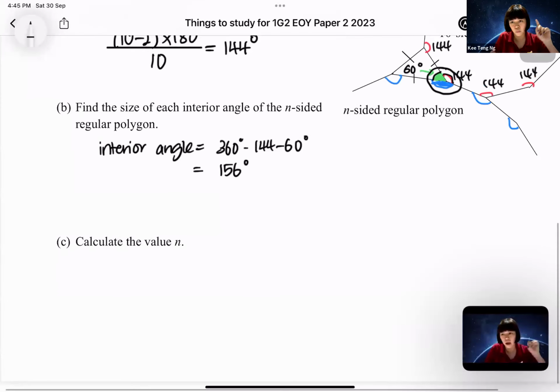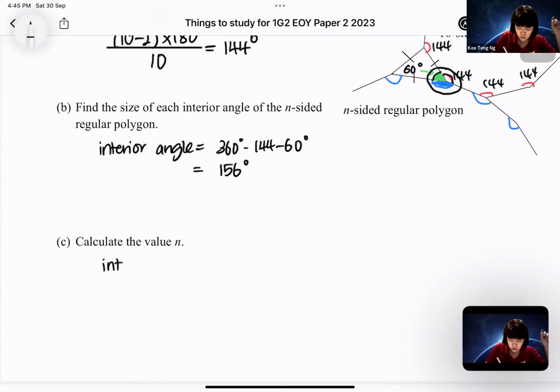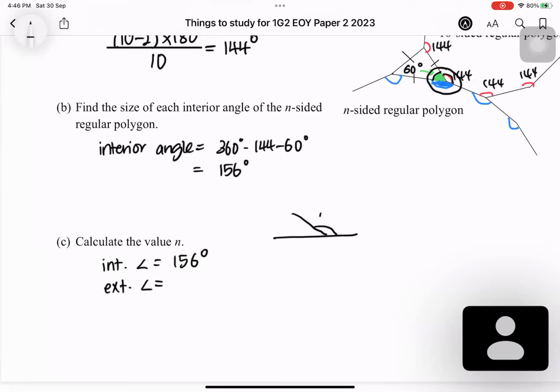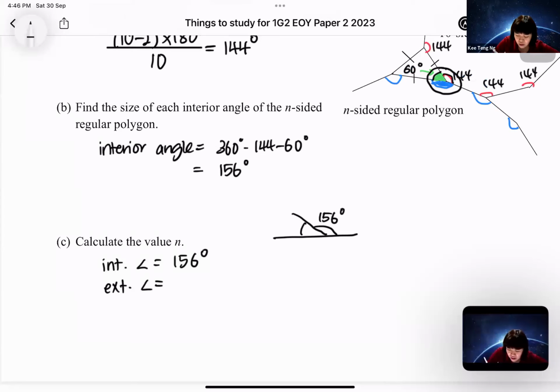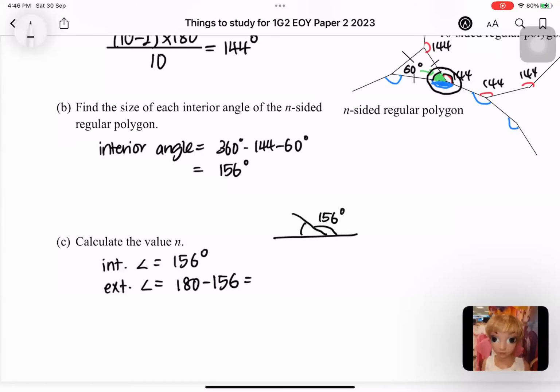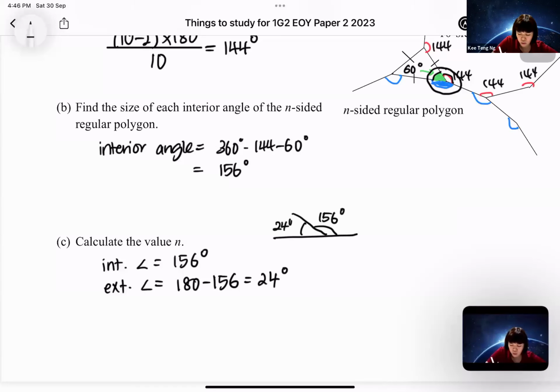Remember your shortcut, the method. If I know the interior angle is 156, what should I find next? If the interior angle is 156, then the exterior angle will be how much? 24. How did you get 24? 180 minus 156. Correct. So is it 18 or 24? Oh, 24. Okay, so this one will be 24 degrees.